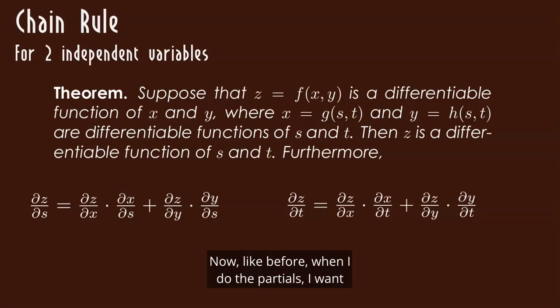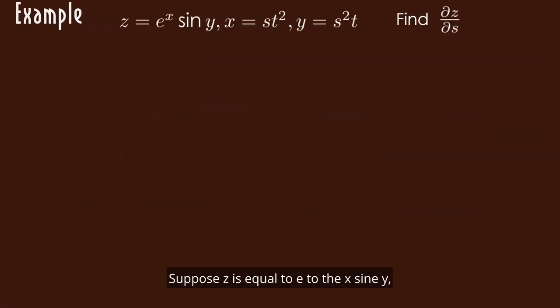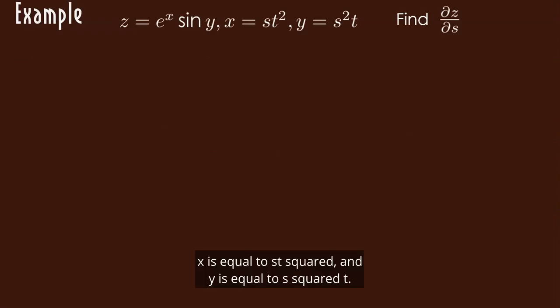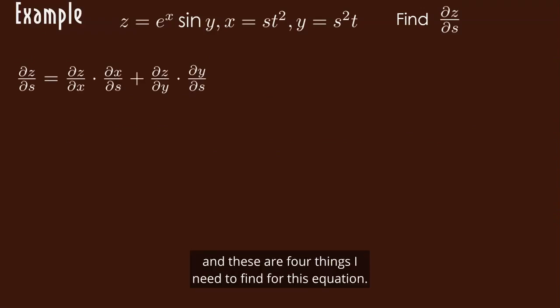Now, like before, when I do the partials, I want to take the x's into account and the y's into account. But for the partial of z with respect to s, I'm dealing with the s's, and for the partial of z with respect to t, I'm dealing with the t's. So let's look at an example of this. Suppose z is equal to e to the x sine y, x is equal to st squared, and y is equal to s squared t. I want to find the partial of z with respect to s.